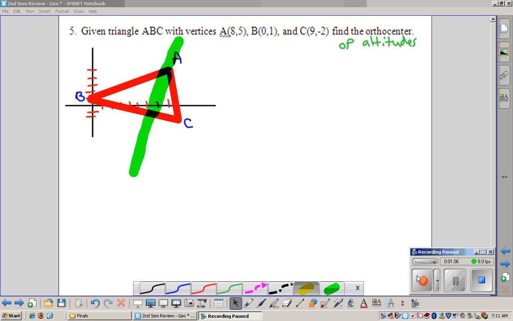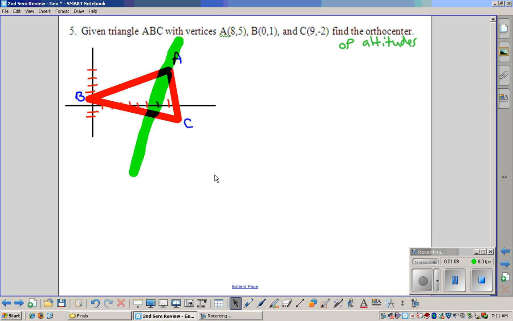So maybe the altitude that's coming out of C would be a good one to use. So we want to know where these two altitudes cross. Okay, so it looks like we have an estimated answer somewhere in that region. So we could probably guess, if this was a multiple choice test, 7,3 or 7,2, right? But here's how you do it the long way, the correct way.